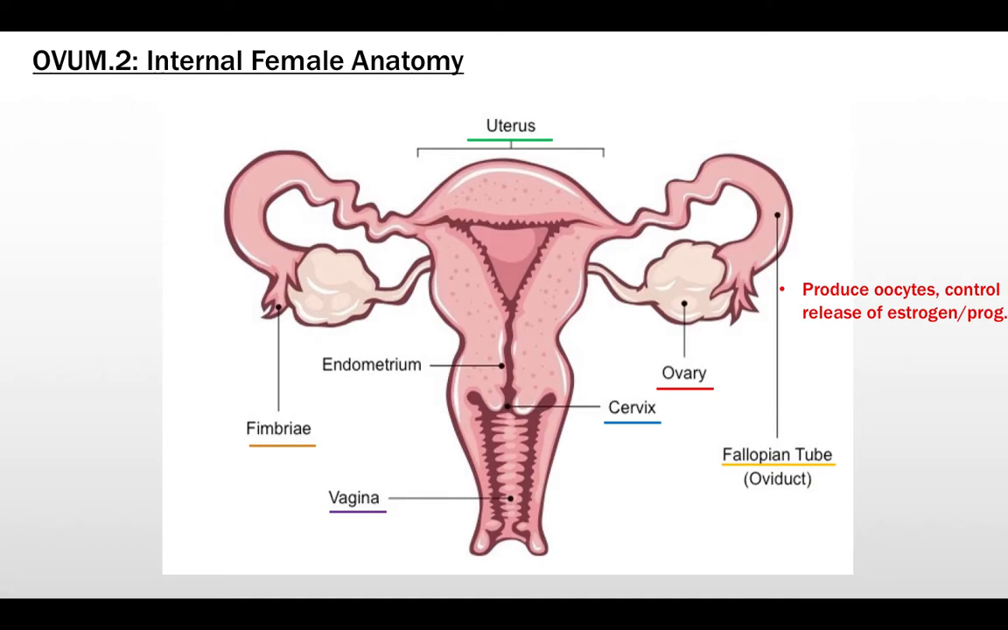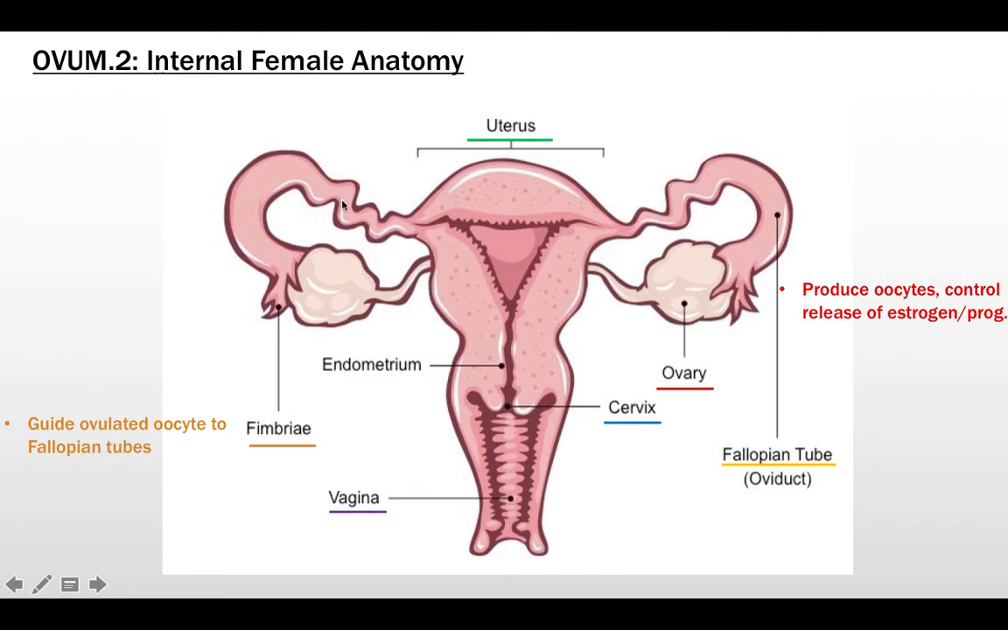So we're going to start and follow the path of the oocyte. The ovaries are producing those oocytes and controlling the release of those hormones. From there, one ovary, pick one, right or left, per month is going to release an egg. That egg is going to get guided towards these odd fimbriae-like structures towards the fallopian tubes.